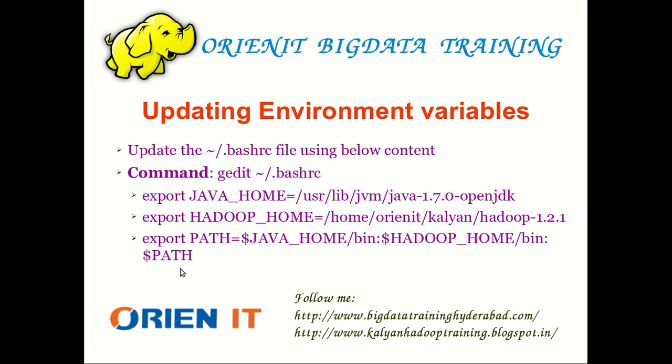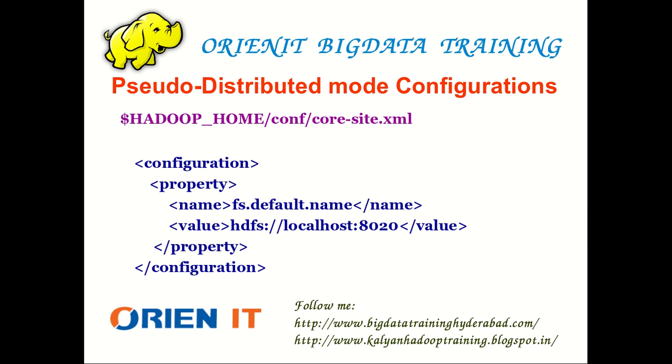Once that is completed, we need to go for the configurations. As per the configurations for pseudo mode, there are 6 files. The first file will be core-site.xml. It is in the Hadoop home conf folder. So what is the content we need to write in that core-site.xml?